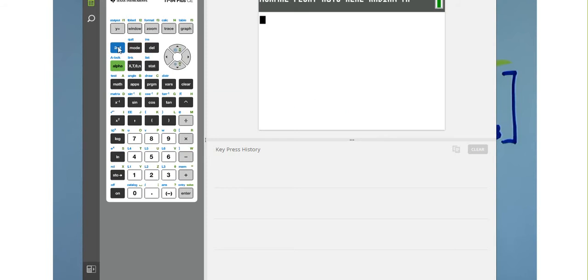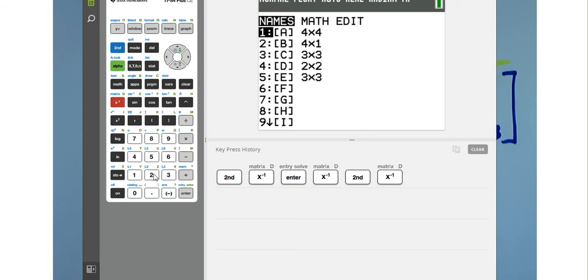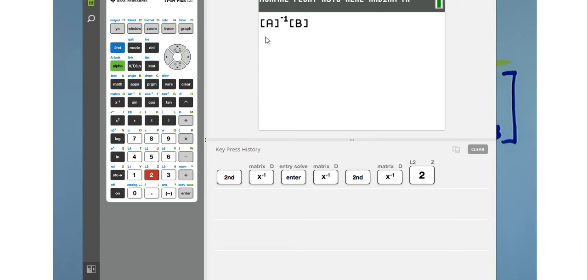So first I have to go get matrix A. I cleared out my key history, so you can kind of follow along. Second, matrix, enter, and then hit the X inverse key, second matrix, and then type the number 2. That's A inverse times B. And bam, there's your solution: 1, 1, 1, 0.